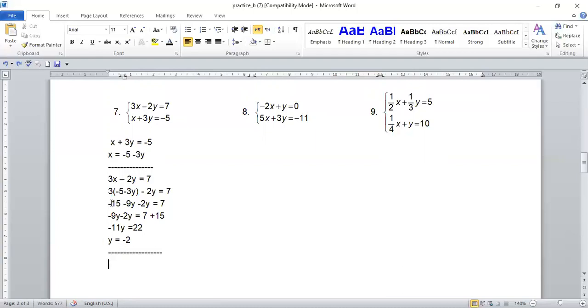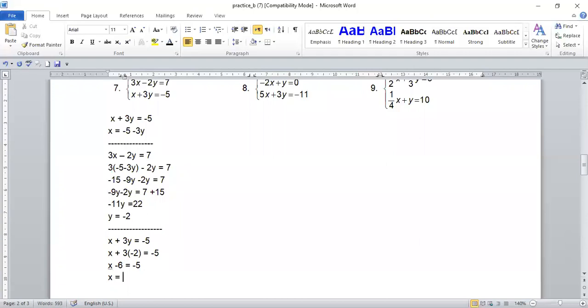To find the value of x, again choose any one equation. So let me choose the second one, as I chose the first one already before, but it doesn't matter. If you want to choose the first one, you can still do it. So x plus 3y equals negative 5, which means x we don't know, we have to find out, plus 3 multiplied by negative 2 equals negative 5. So x minus 6, because plus 3 into minus 2 will give you minus 6, equals negative 5, which means x is equal to negative 5 plus 6. So x is equal to 1.